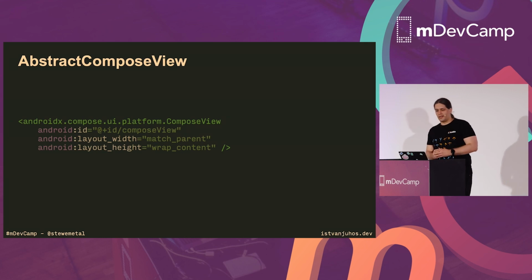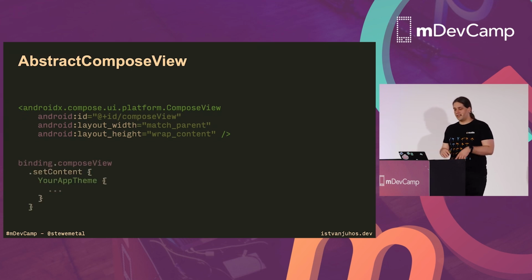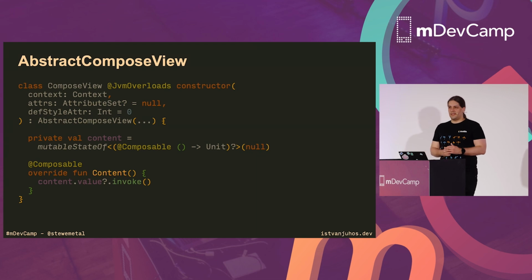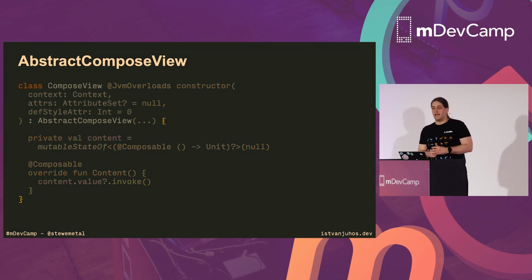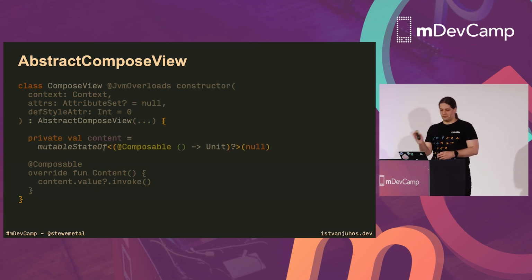So let's get back to our humble Compose view component. And as we could see before, it's really easy to use. We can set any kind of composable to be rendered by Compose view at runtime. So let's dive a bit deeper into the implementation of Compose view. And as you can see, Compose view inherits or implements abstract Compose view. That's a good lead. We'll get back to that in a second.